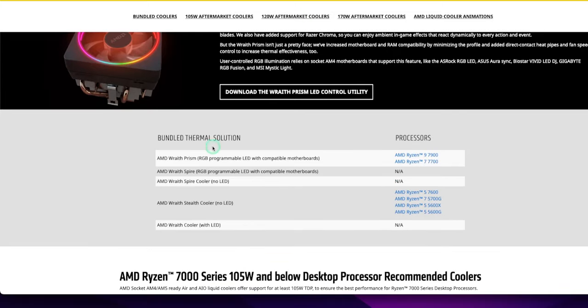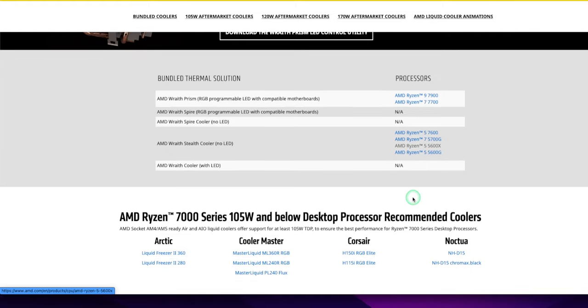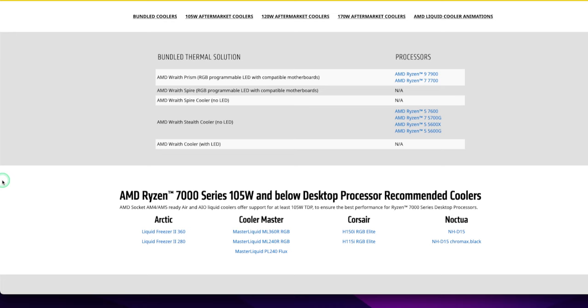And here we go. Bundled thermal solution processors. They got the Ryzen 9 7900s. Wow, they're all the way up to 7900s. Man, Ryzen 5s. Look at all this stuff. You get the Wraith Stealth cooler. Just go through, you can see a whole bunch of stuff. Then as you're going through here, just go over and bring it up on Amazon. And now I know they have a shop on here as well.